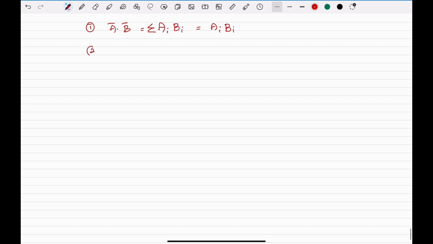And we have the cross product. A cross B is equal to epsilon ijk aj bk. This is the second.